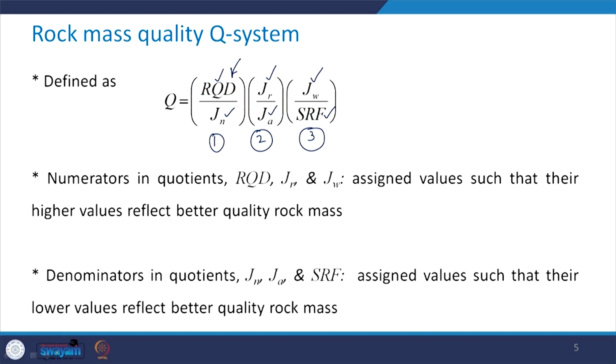All these 3 numerators, RQD, Jr and Jw, their higher values reflect better quality. However, all the denominators Jn, Ja and Srf, their lower values reflect better quality of rock mass.